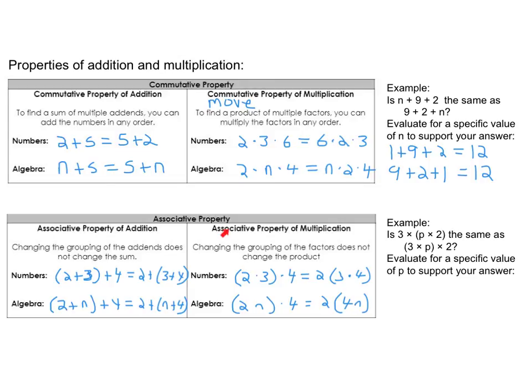Now, the way I think of associative is we are associating different numbers together. That's how I remember what this property refers to. So here we're associating 2 and 3. Here we're associating 3 and 4. Same thing over here. So associative really has to do with grouping, and that's how I remember that a lot. So I'm going to write the word grouping here. So commutative has to do with moving. Associative has to do with grouping.